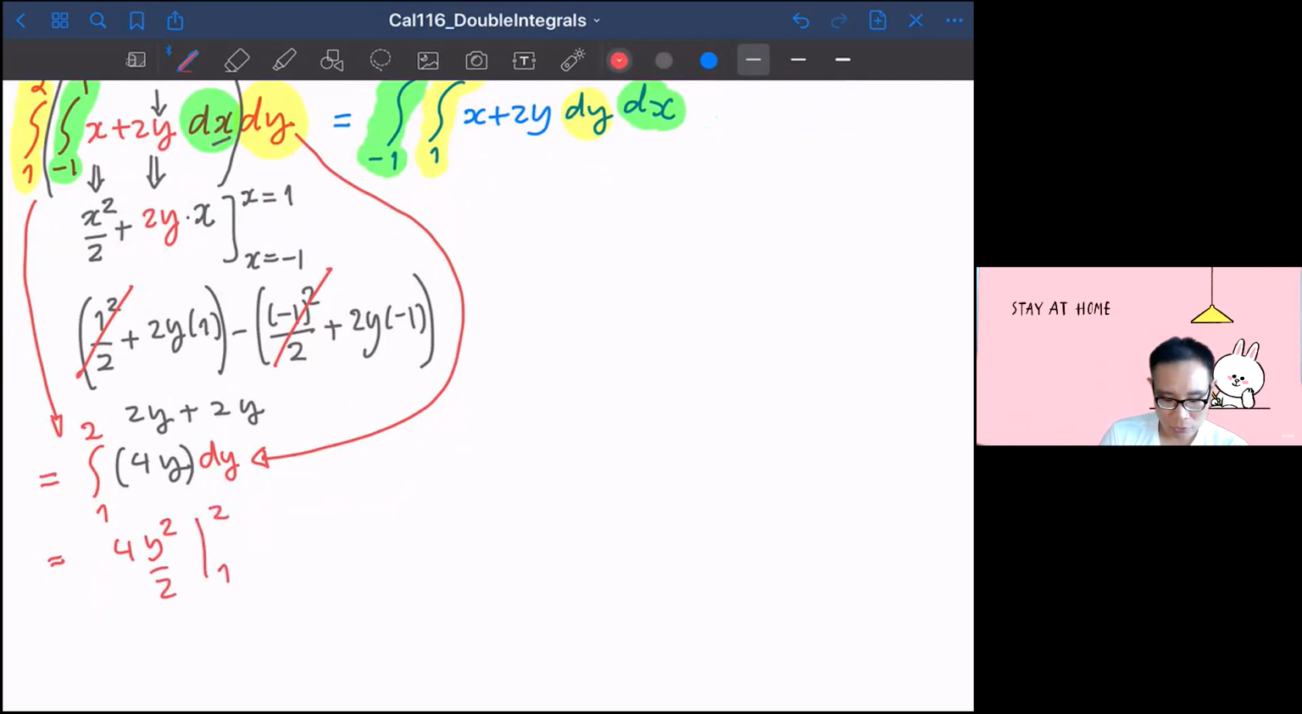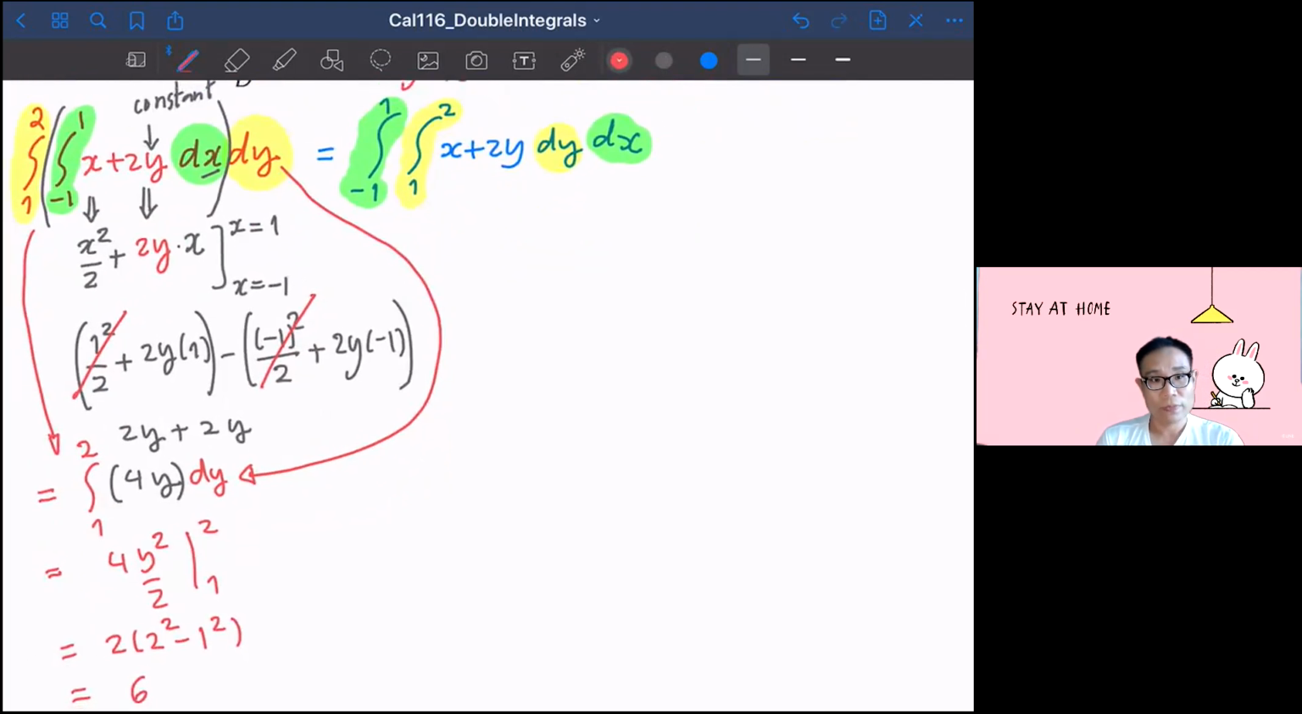Integrating 4y gives 4y squared over 2 from 1 to 2. No need to worry about any other variable right now. And this will be 2 squared minus 1 squared, so it's going to give you a total equal to 6. This one is the first double integral, so you get this equal to 6.